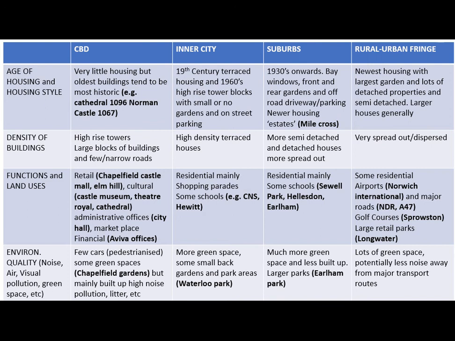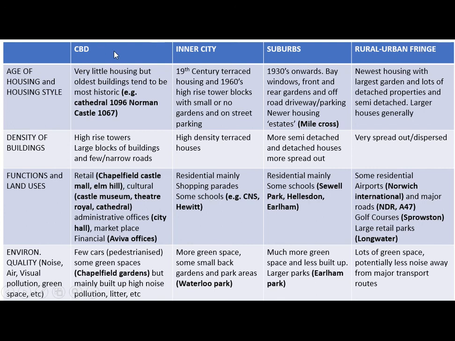And again, if you go back part of the PowerPoint or part of this video I showed you, you need to know about the structure of both Norwich and Mexico City. So cities are structured in sort of regions. We tend to call the middle part of the city the CBD, Central Business District. Then the inner city areas, followed by the suburbs and the rural urban fringe.